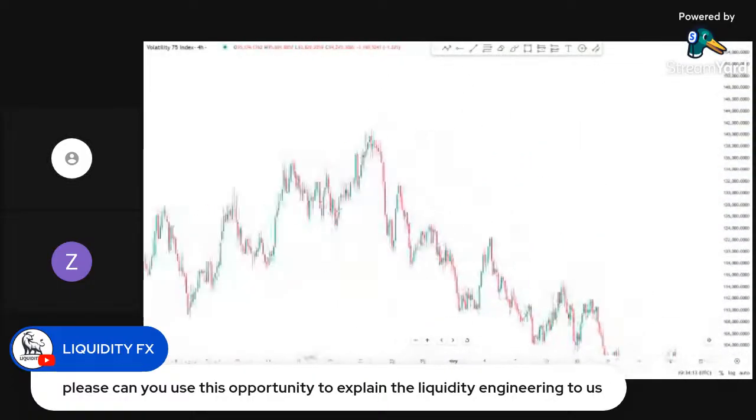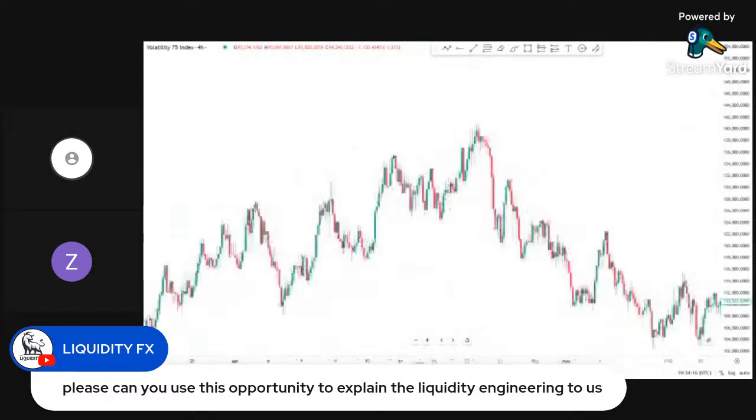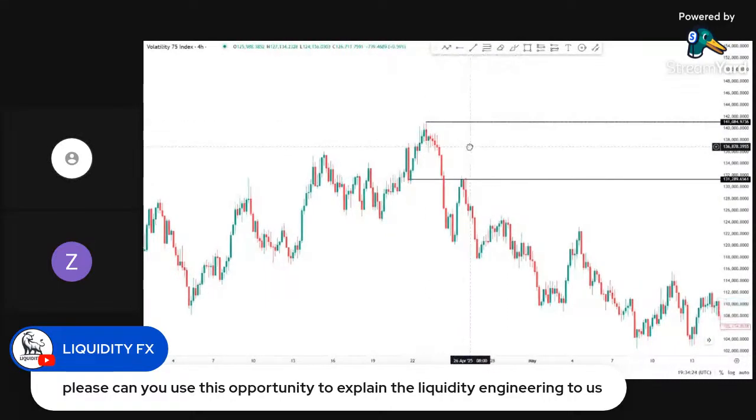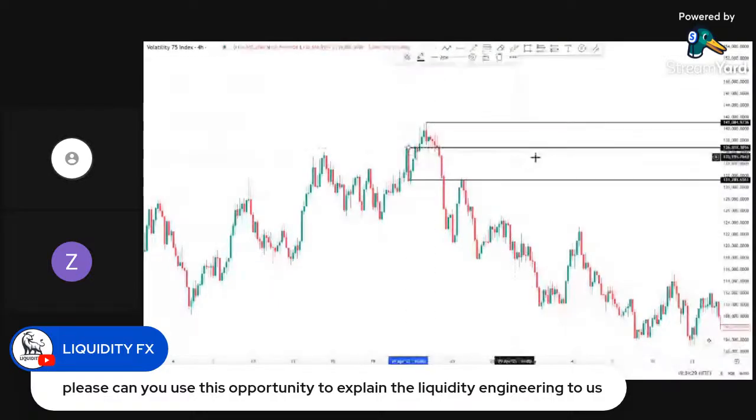Now, if you look at this, I'm just using this area from here. This is your liquidity, this is your validation, and this is your invalidation, right? Now, price did not come into the liquidity engineering, right? Because there's a liquidity engineering flip here.